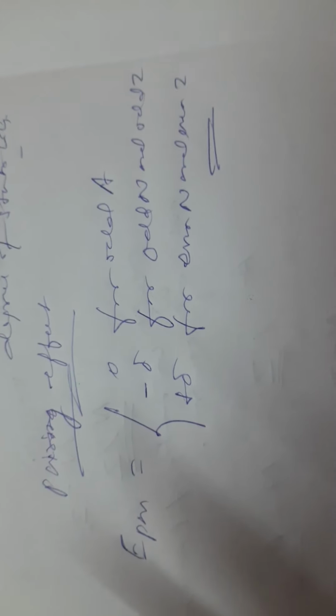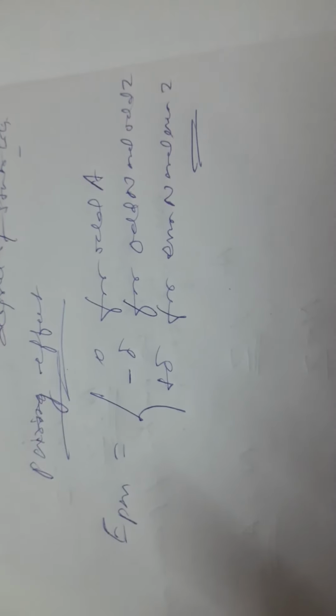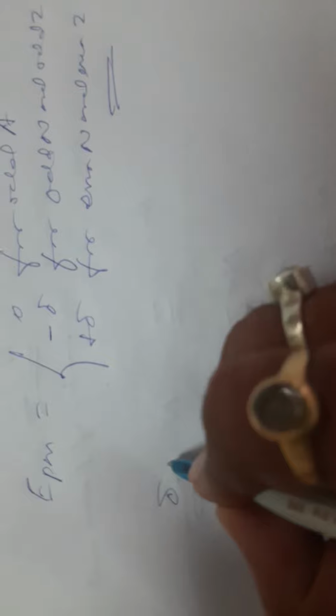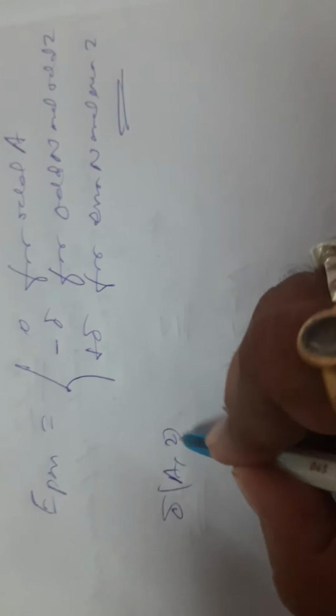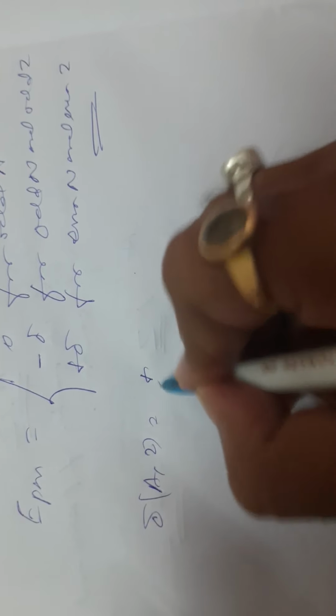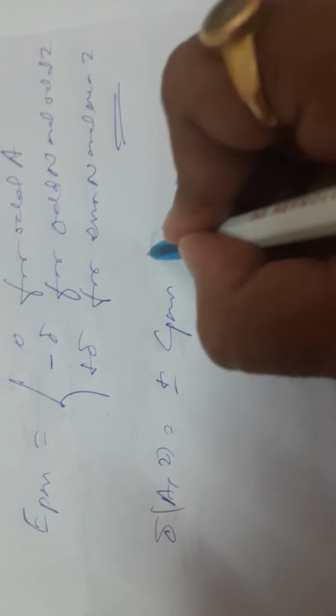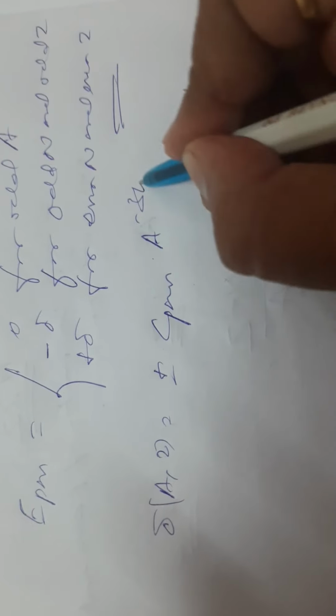So it is found empirically that the pairing energy term is delta(A,Z). This could be written as delta as a function of A comma Z is equal to plus minus C pairing A to the power minus 3 by 4. So C subscript pair is the constant.